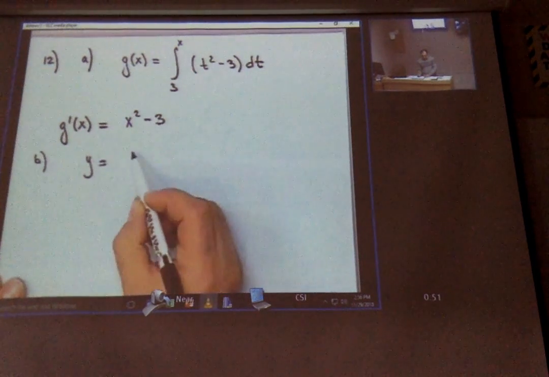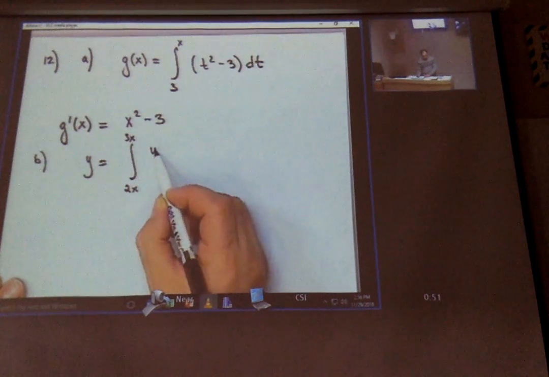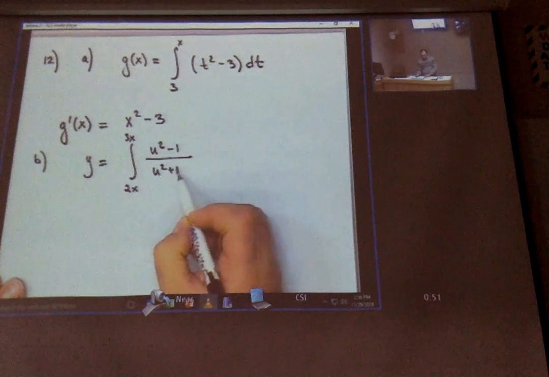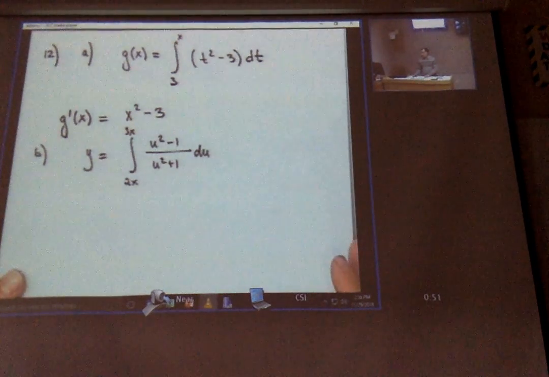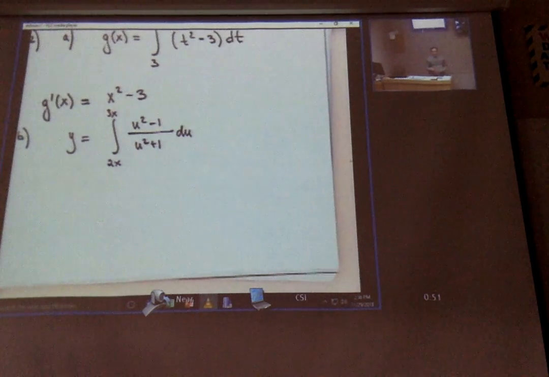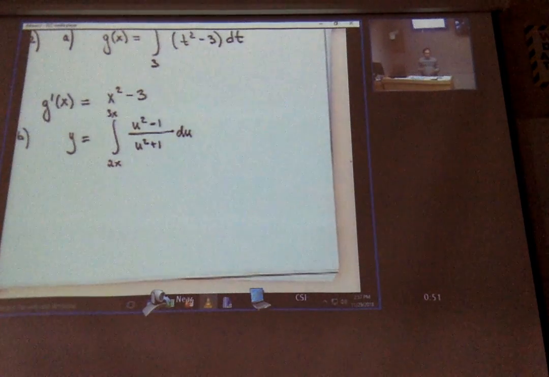Now, let's take a look at a little bit more complicated case, when, for example, our function looks like this: the integral from 2x to 3x of (u squared minus 1) over (u squared plus 1) du. The question is the same here, to find the derivative. And right away I can see the function does not fit into the theorem because I have x's on both the lower and upper limits.